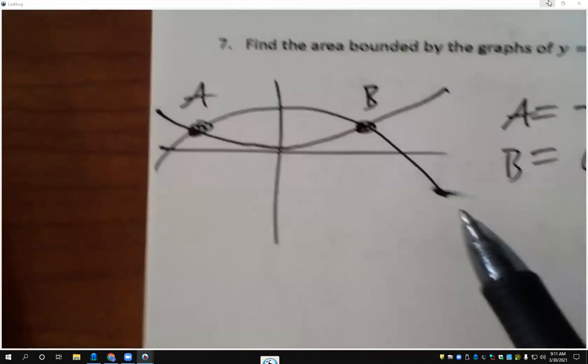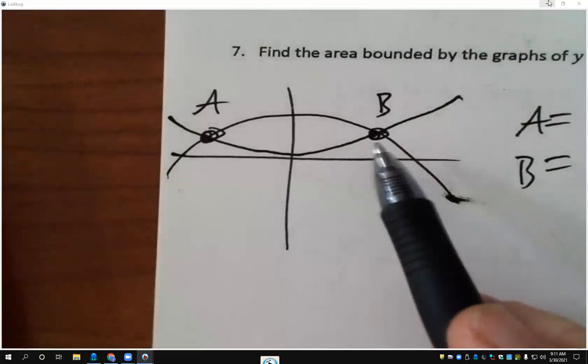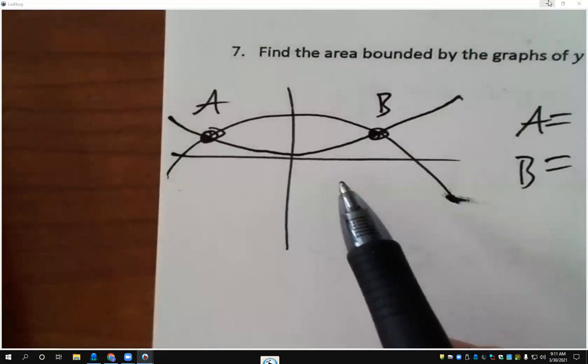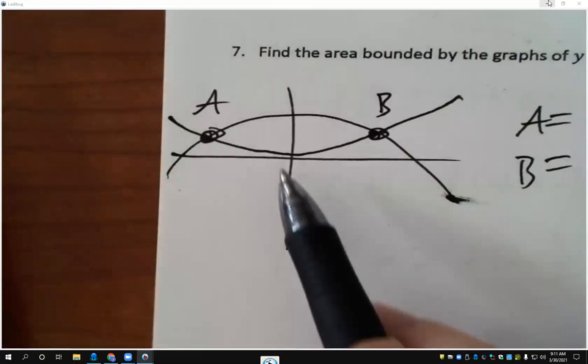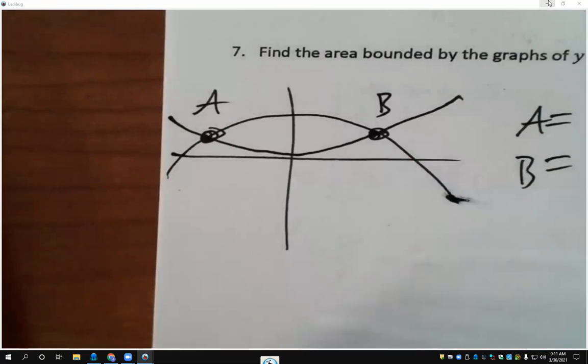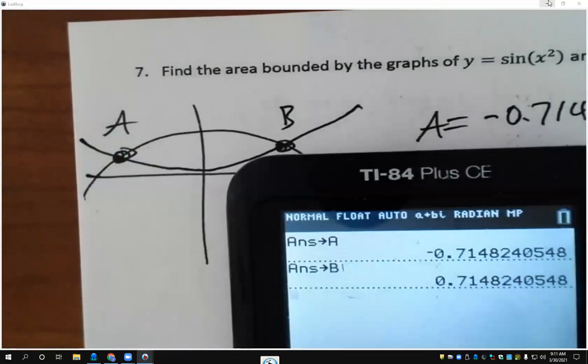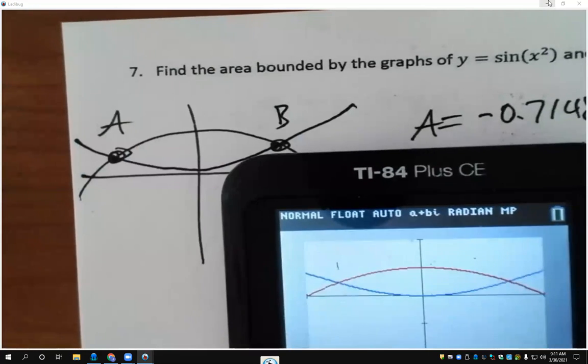And now I look at my picture, right? I gotta look at my picture and figure out who's on top and who's on the bottom. And it's the 1 minus x squared that is on top. And if you don't realize it, then you just go to the graph.